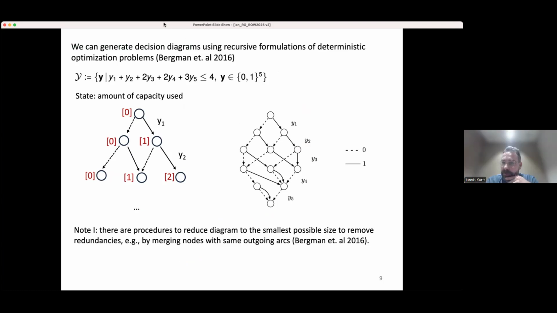Okay, there's a question in the chat. Can this diagram be used for integer programs other than only binary ones? You can, yeah. There are recent works looking at extending this for general integer programs. But in this paper, we're only focused on binary programs. Thanks for the question.